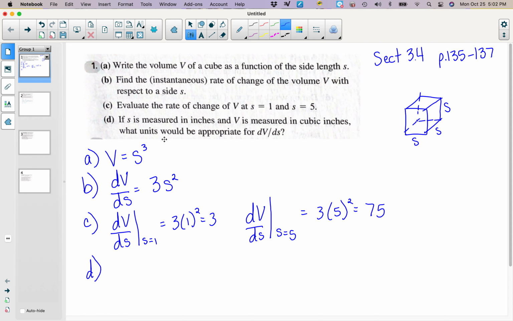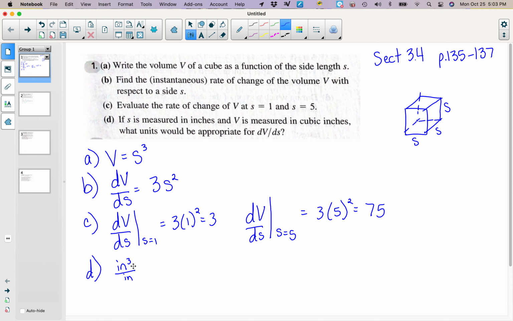So part D asks us, if S is measured in inches and V is measured in cubic inches, what units would be appropriate for dV/dS? Well, in the numerator, the dV is going to be cubic inches. And in the denominator, we can think of it like a fraction. Our change in S is going to be measured in inches. So we would say cubic inches per inch.